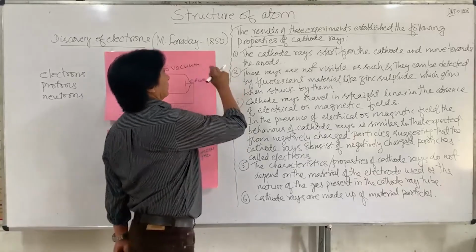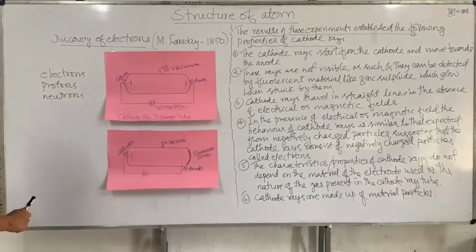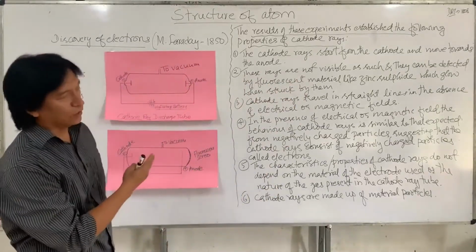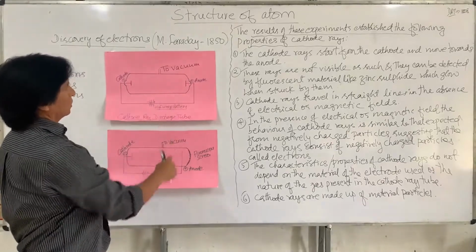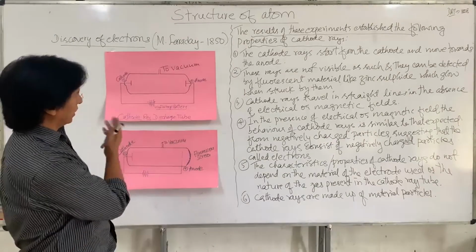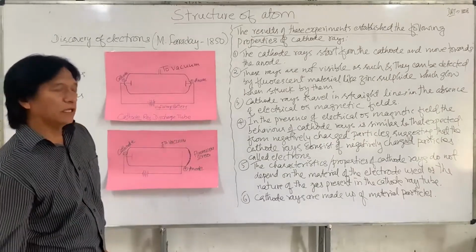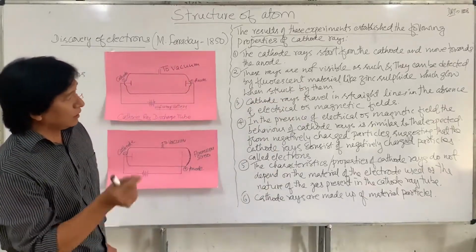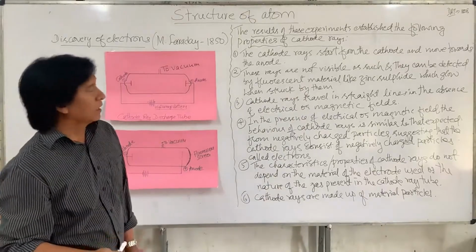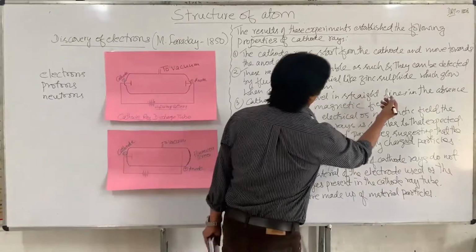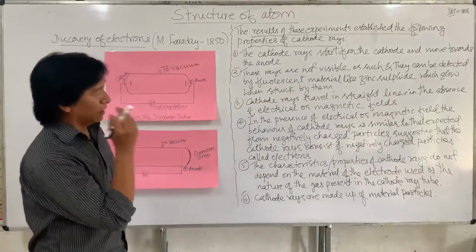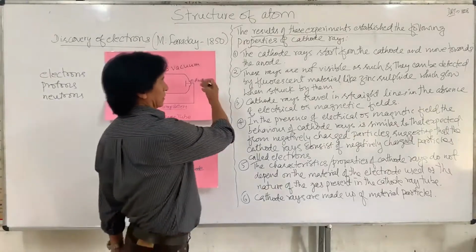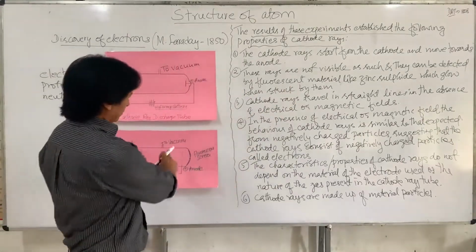The very first property that you can see here is that the cathode rays start from the cathode and move towards the anode. So the cathode rays always start from the cathode and move towards the anode. The second one is that these rays are not visible as such. They can be detected by fluorescent materials like zinc sulfide, for instance. Now these fluorescent materials glow when they're struck by these cathode rays.